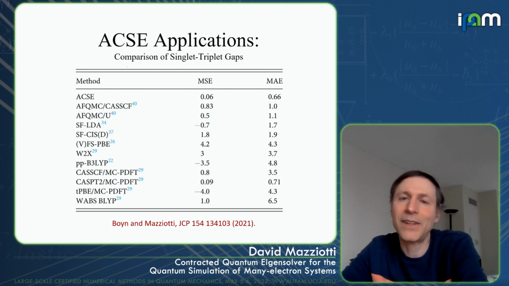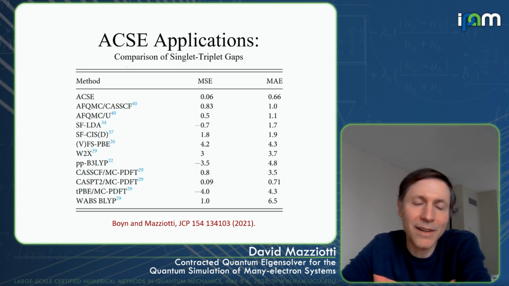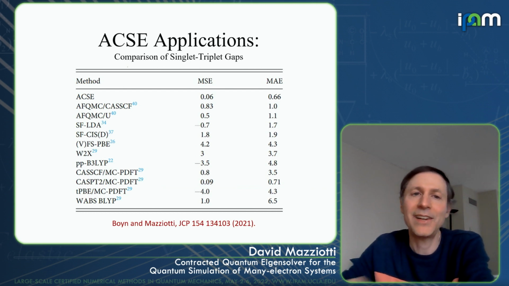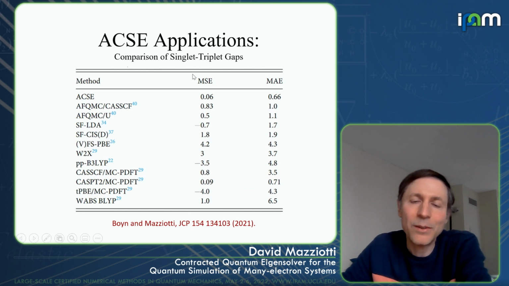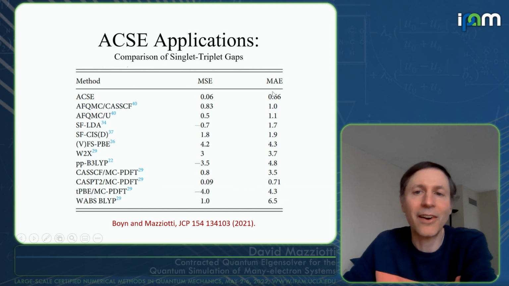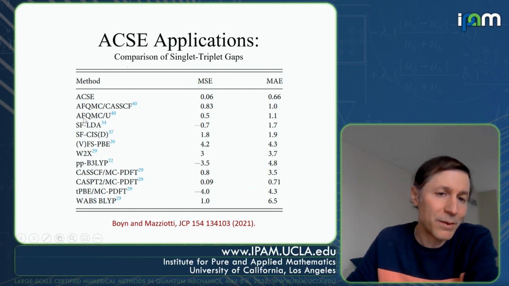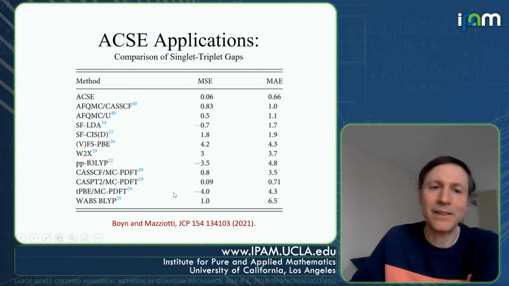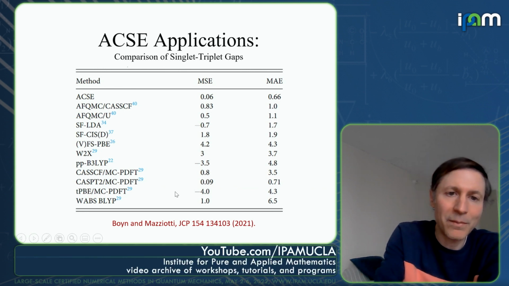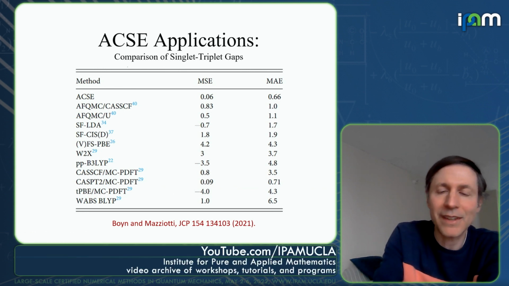We can also take a quick look at singlet-triplet gaps, and here's a variety of different methods. And you can see the ACSE does as well as any of these methods in terms of getting mean signed error or mean averaged error relative to other techniques. And again, these are a variety of different Monte Carlo methods, as well as complete active space self-consistent field methods, etc.